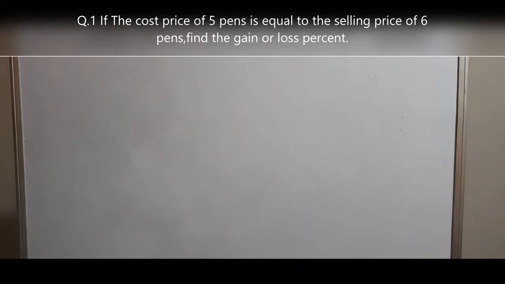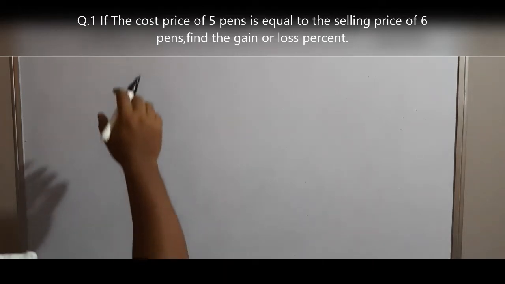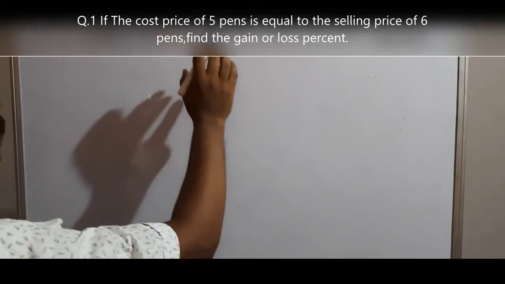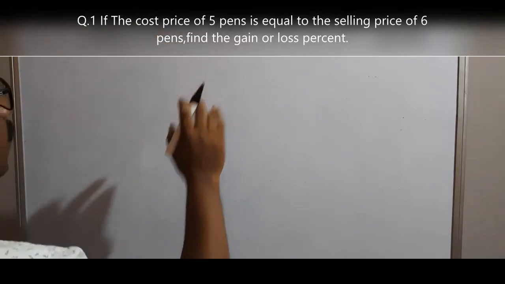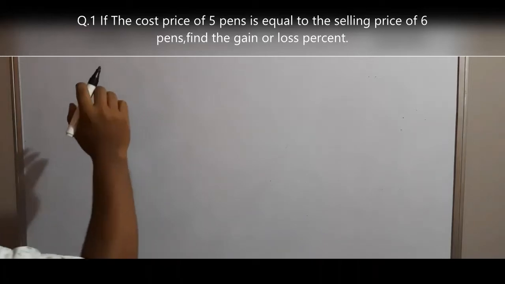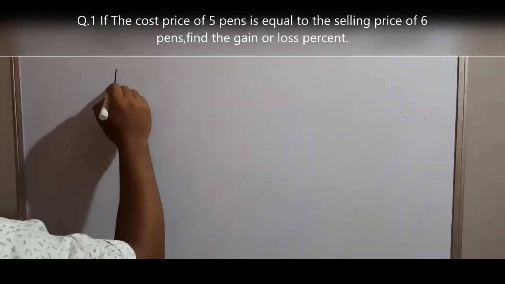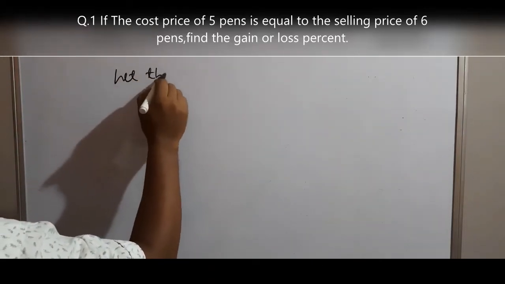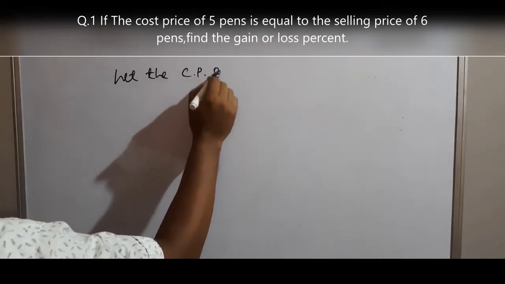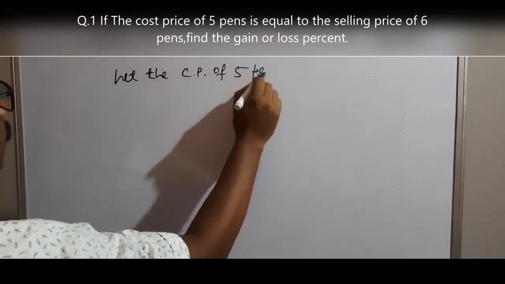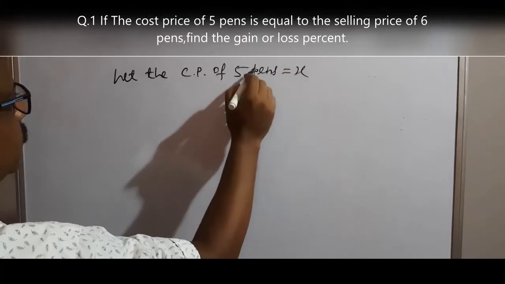So let's see. Question number 1. The cost price of 5 pens is equal to the selling price of 6 pens. Find the gain or loss percent. So here the cost price of 5 pens is equal to the selling price of 6 pens. So let the CP of 5 pens be equal to X.